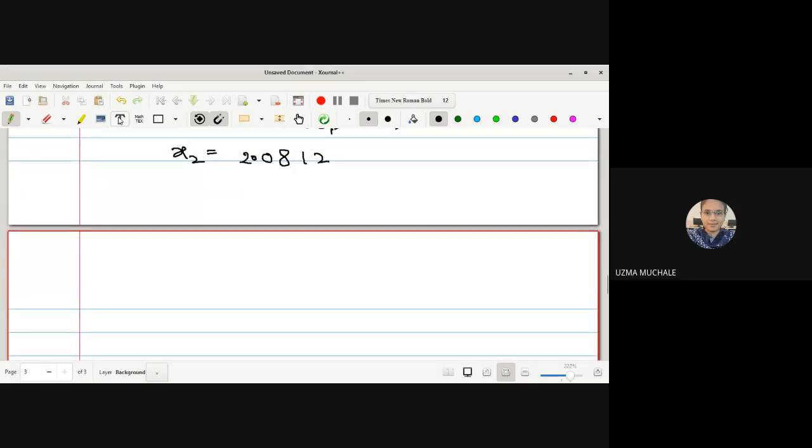Now let us proceed to the next one. What is the next step? You have to find out the value of f of x2. F of x2, we are getting it as 9.015. Calculate and tell me the value of f of x2.